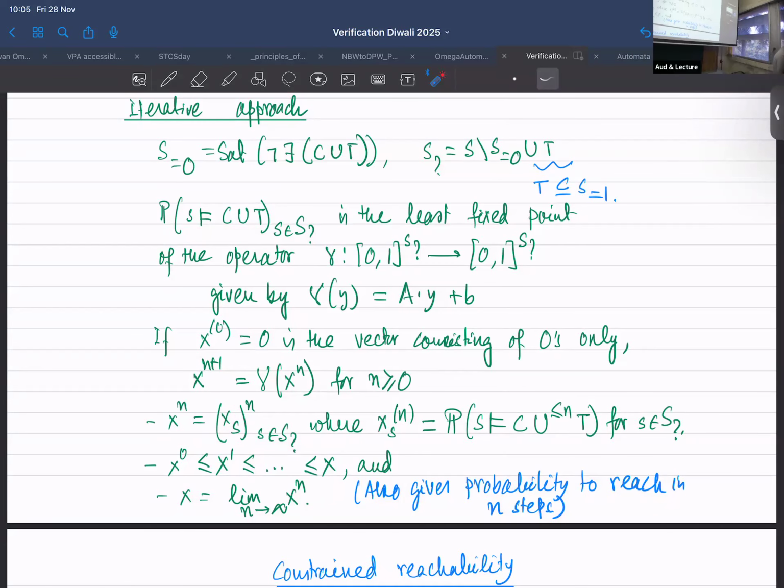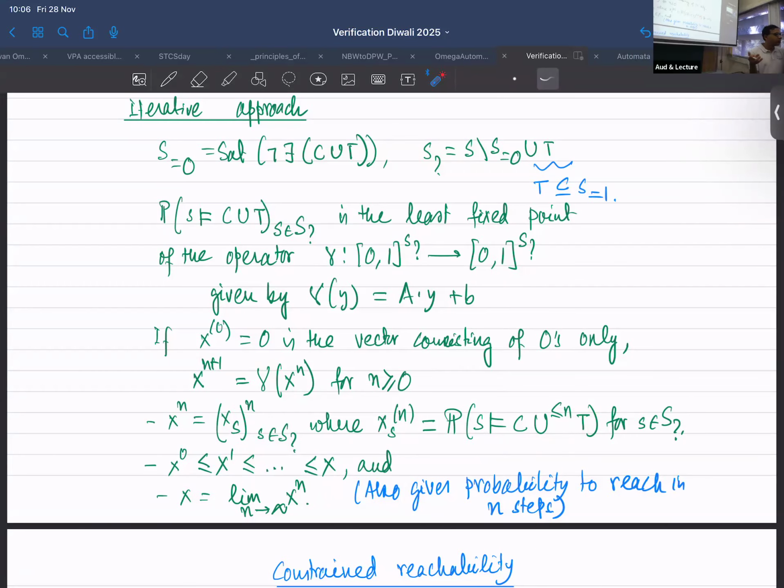Okay. And now if I'm doing that, applying the gamma n times, I claim that I'm going to get this C until less than or equal to n T, rather than saying exactly n. So what does it mean? It means what is the probability that I'm going to reach this T within at most n steps.